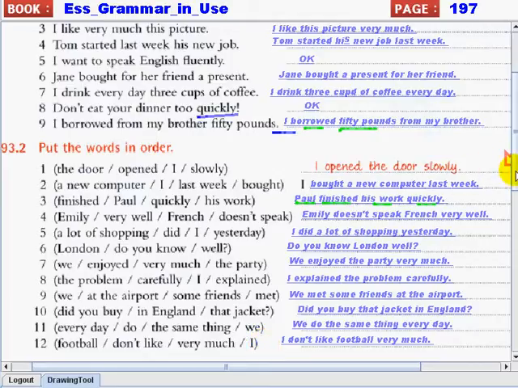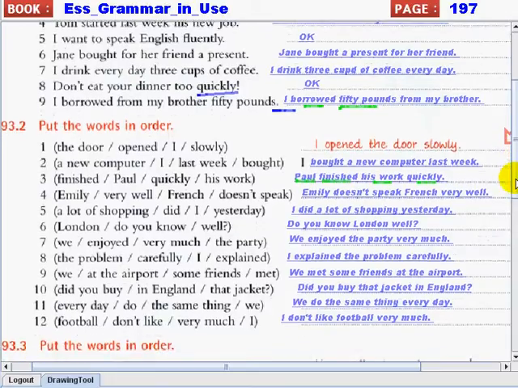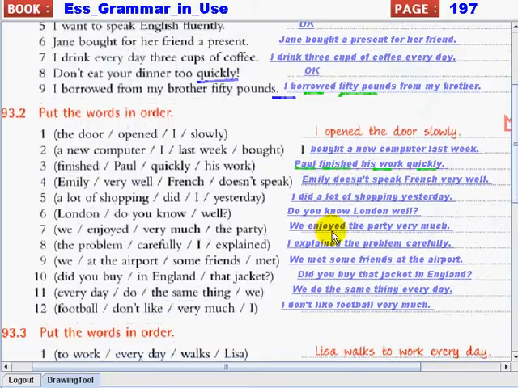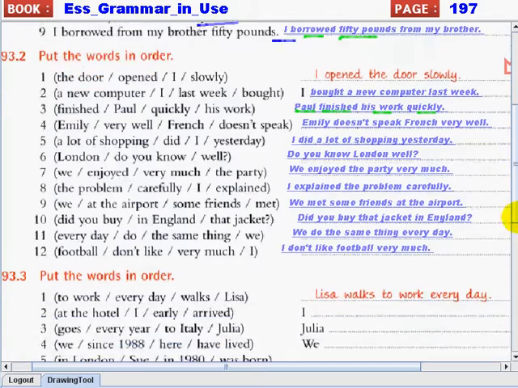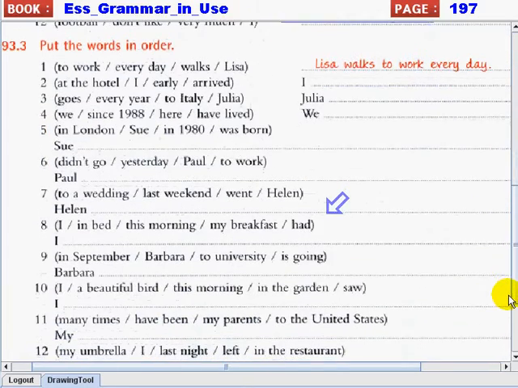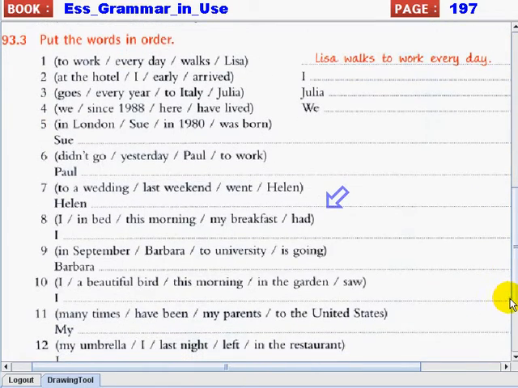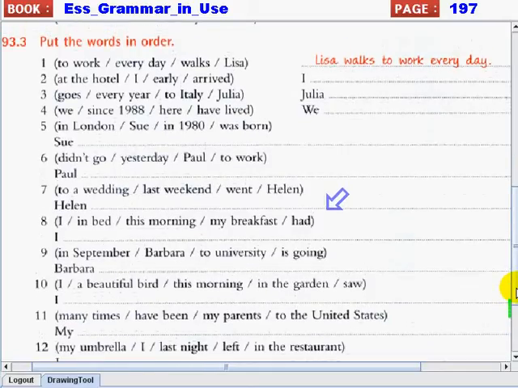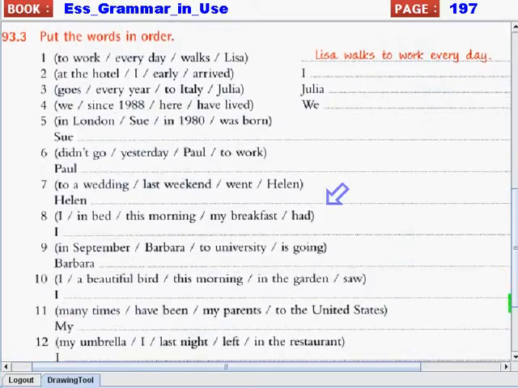Very well, students. I hope you got everything here correctly. Well, we're not yet through, but we don't have much time left, so we will just finish exercise 93.3 in our next video. I hope to see you there. And please apply everything we learned today about proper word order.